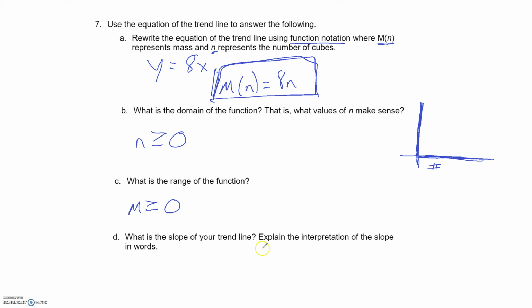And the slope of your trend line, that again is whatever we wrote down up here. Now off Excel, it's going to be a different number than what you had on the previous question. So check your own work. But in my case, my slope again was 8 grams per cube. And the interpretation of the slope in words is that each cube weighs about 8 grams.